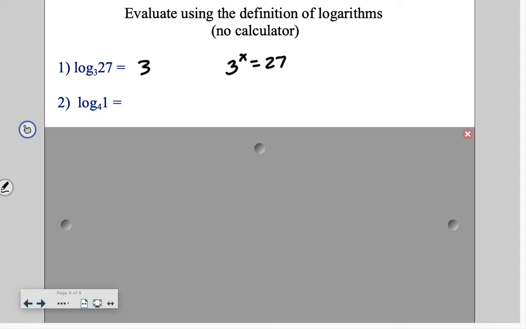4 to what power gives you 1? Remember, again, it goes back to some properties of exponents. Remember, anything to the 0 power always gives you 1. This will lead us to a property in general, by the way.